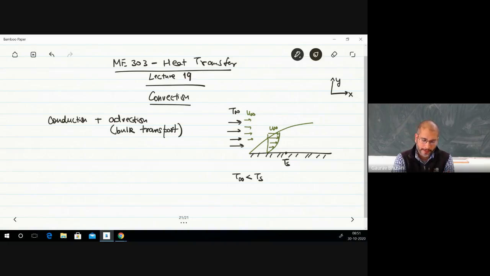Another very useful example is what happens in your semiconductor devices, your computers and your mobile phones. Well, mainly computers, because you have a fan to cool it.